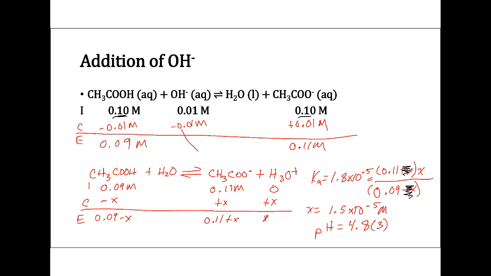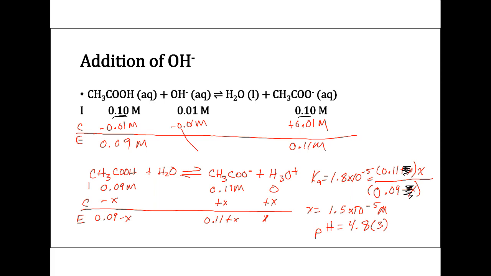So again, think about this. We start out with 0.1 molar acetic acid. We added some hydroxide, so we lost 10% of our acetic acid concentration. So we lost 10% of it, and the pH only changed by 0.1. So it's very resistant to change in these buffer solutions.